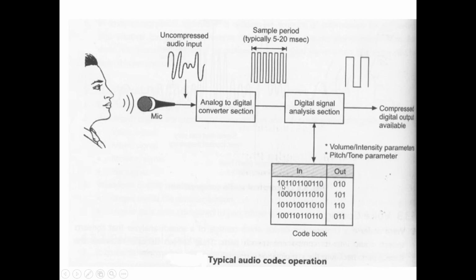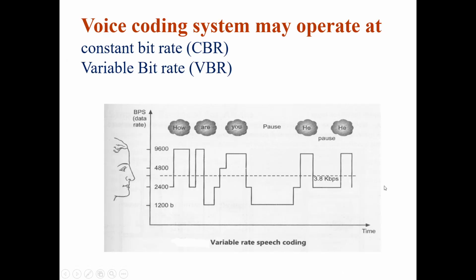So you can count 1 2 3 4 5 6 7 8 9 10 11 12. 12 का जो आपका code था अभी 3 में convert हो गया. So obviously whatever you will get is nothing but the compressed digital output. ठीक है. Now voice coding systems may operate at the constant bitrate or variable bitrate.